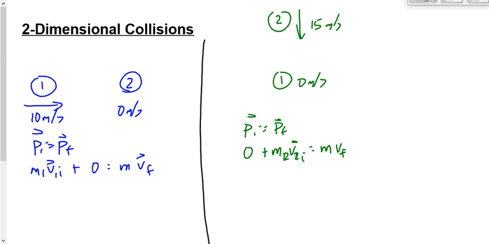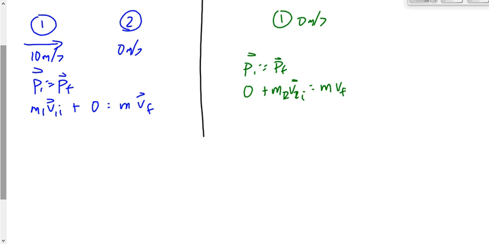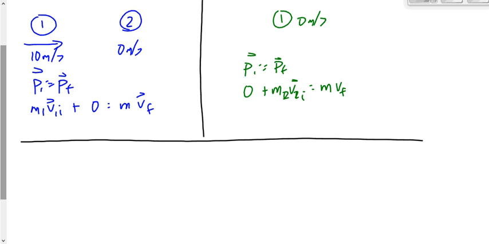We could solve either one of those problems if we had enough numbers, like masses and so on, to sub into there. What about this, though? What about this one? What if we have object number 1 that's heading this way with a velocity of 10 meters per second, and we have object number 2 that's heading this way with a velocity of 15 meters per second, and they collide at this point right here, and then they head off together as one somewhere down here. How would I analyze that one?